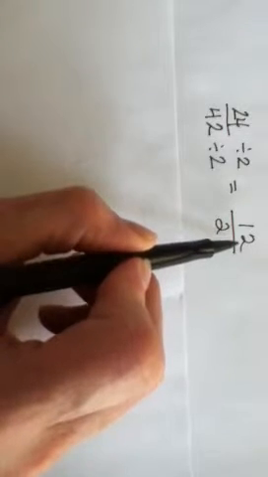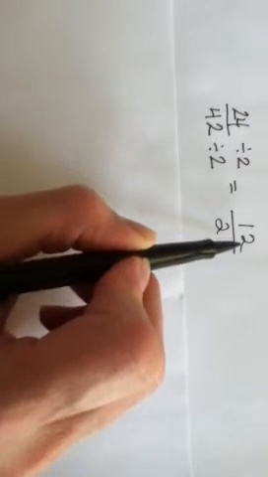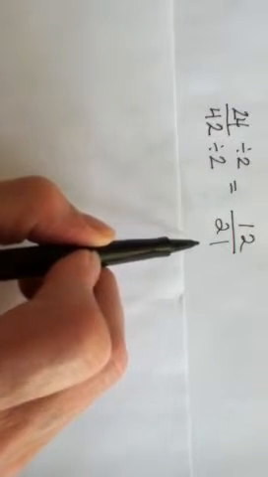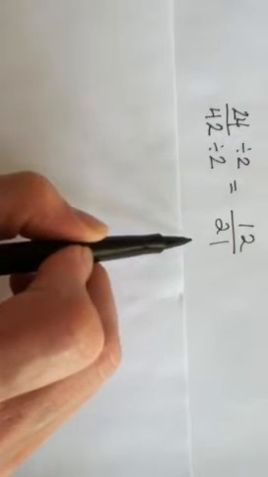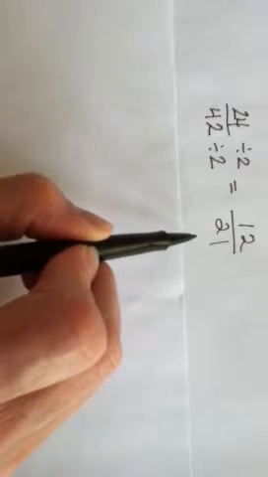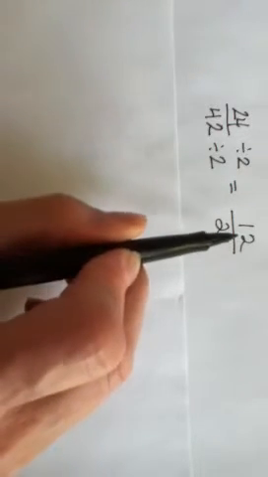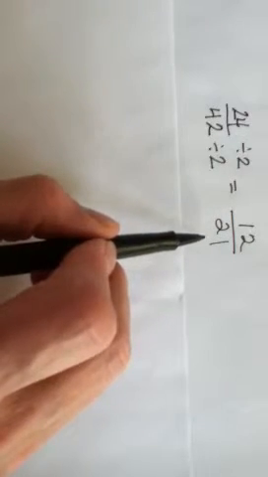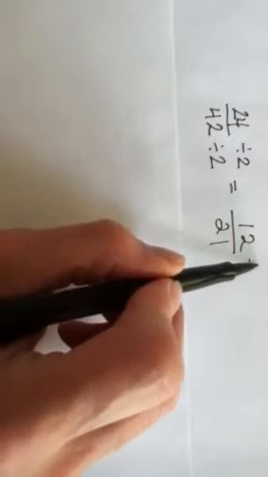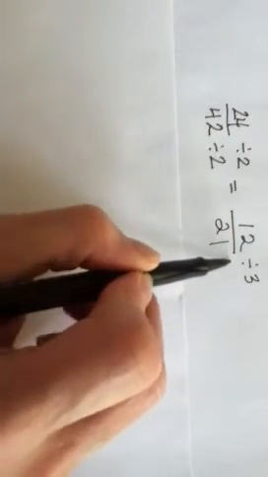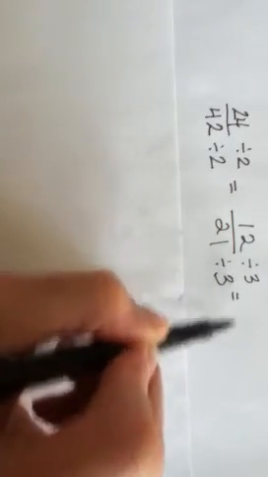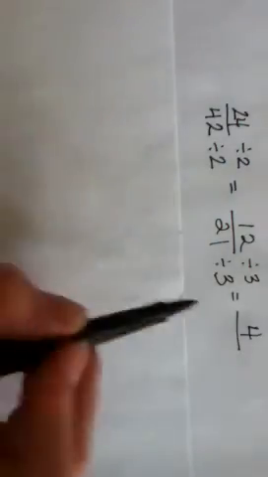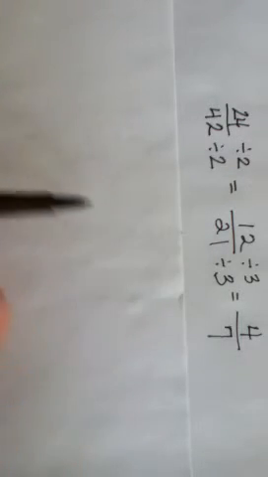12. Does 12 divide by 2? Yes, it is even. Does 21 divide by 2? No. But that means we cannot use 2 because I must divide both the numerator and the denominator by the same number. 3. Does 12 divide by 3? Yes. Does 21 divide by 3? Yes. So our common factor is 3. 12 divided by 3 is 4. 21 divided by 3 is 7.